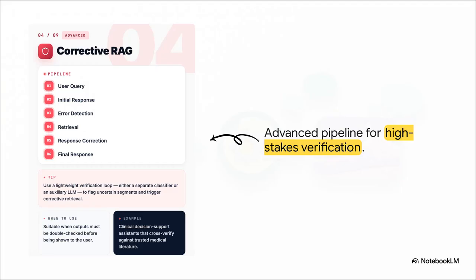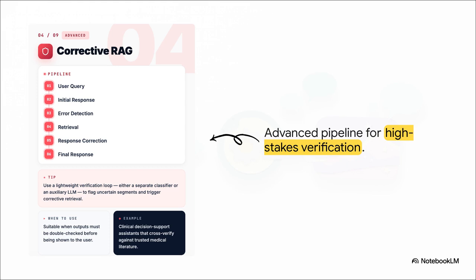So standard RAG is fantastic for answering HR questions, right? But what happens when accuracy isn't just about company policy, but is quite literally a matter of health and safety? Well, that's where corrective RAG comes in. It acts as a shield, built specifically for high-stakes verification environments.